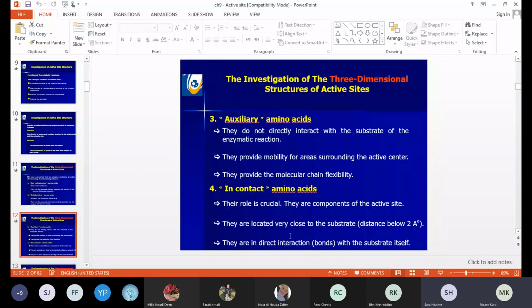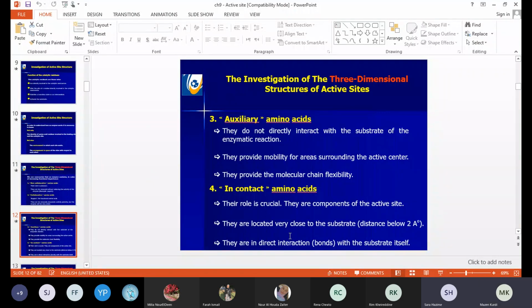So لانه ما ننسى نحن الانزيم once the substrate will bind في عندنا modification in the structure of the enzyme مش in the structure of the substrate. So في عندنا هالflexibility المولكيولر chain of the protein. So مين عم بيقدر يعطينا هالflexibility؟ هن هالauxiliary amino acid important for the formation إذا بدكم of the 3D structure of the active site. It's important in this flexibility.